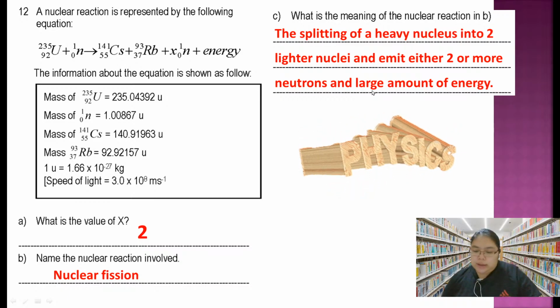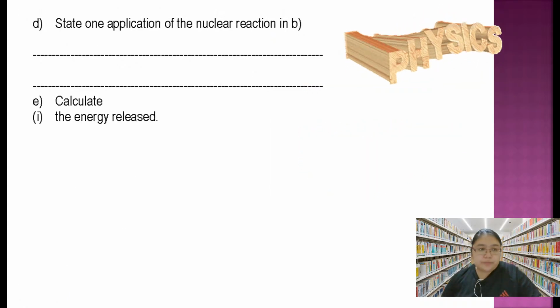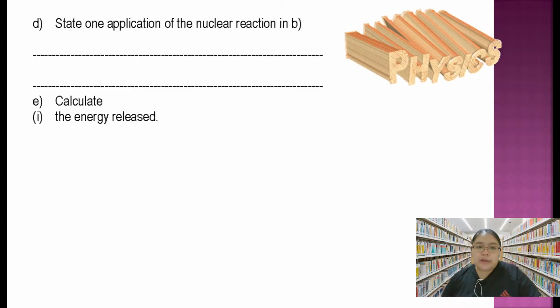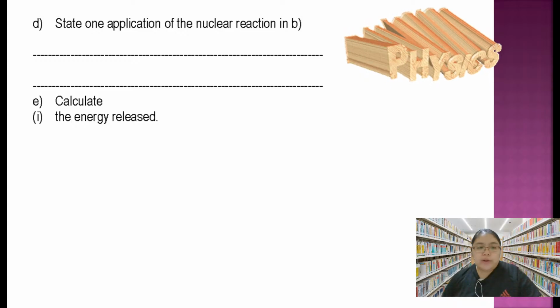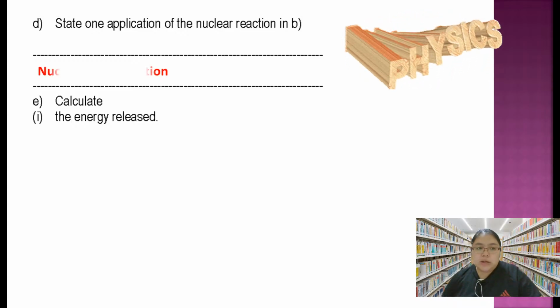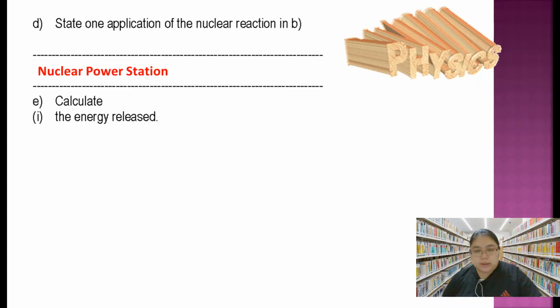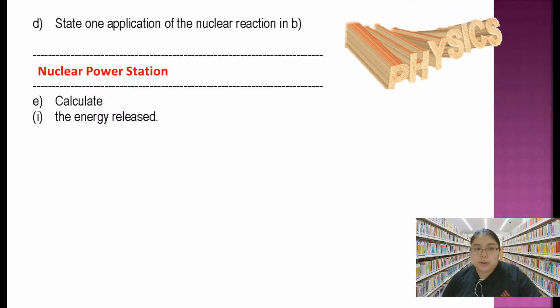Then we go to the next one. State the application where we use nuclear fission. We use it in the nuclear power station. This one is important: we are using nuclear fission.